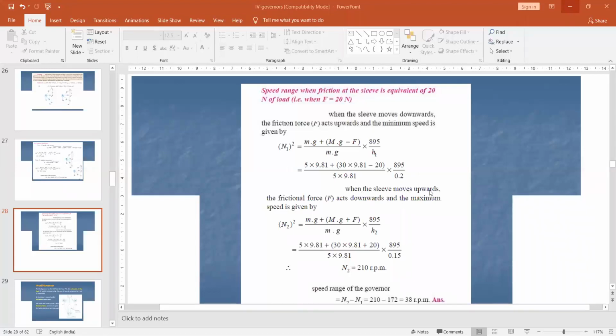Similarly, when the sleeve moves upwards, the frictional force acts downwards, and then we get the maximum speed. So N2 square equals (small mg plus capital Mg plus f) by small mg into 895 by h2. That is (5 into 9.81 plus 30 into 9.81 plus 20) by (5 into 9.81) into 895 by 0.15. So N2 is 210 RPM and N1 is 172 RPM.